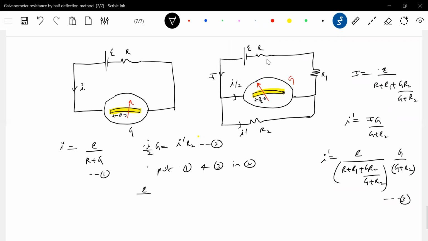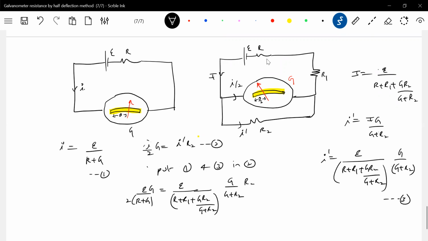So this will become E by R plus G2 G. I dash will become EG by... so E will get eliminated. Okay, this EG R2 1. Okay, so EG gets eliminated. So solve for again G in terms of R, R1, R2.